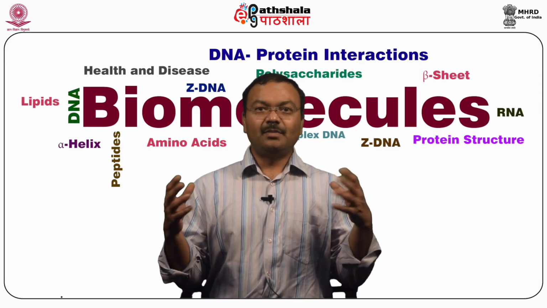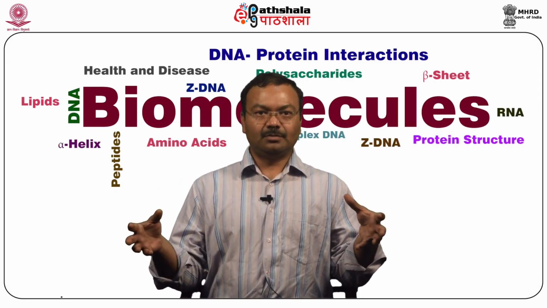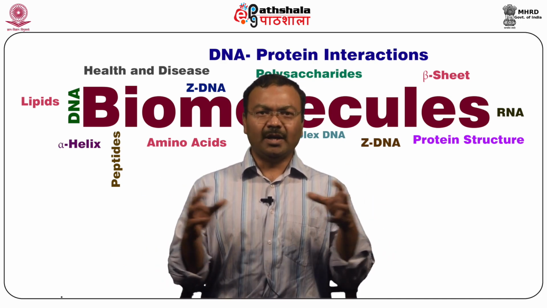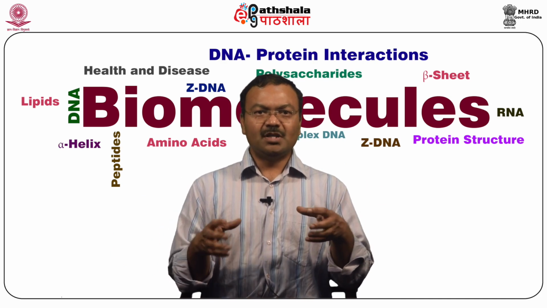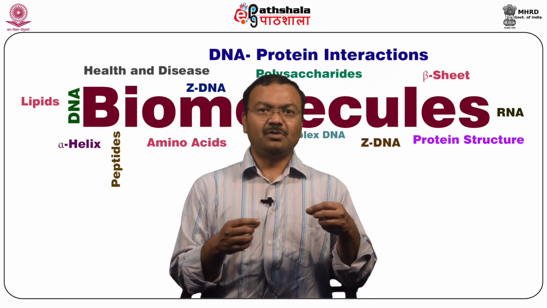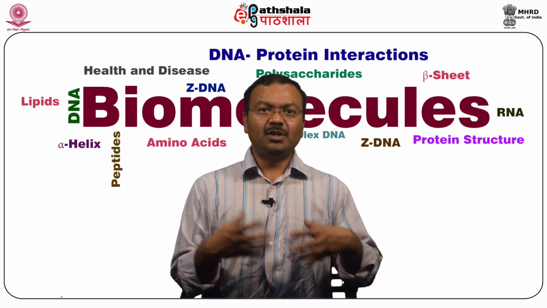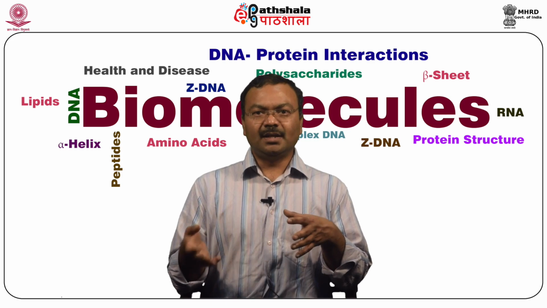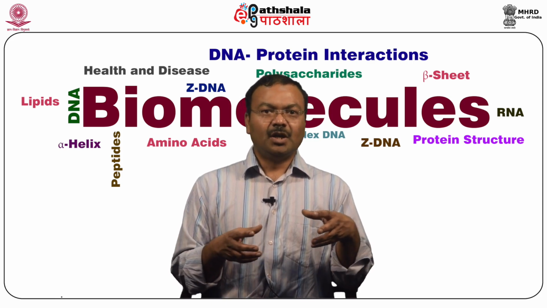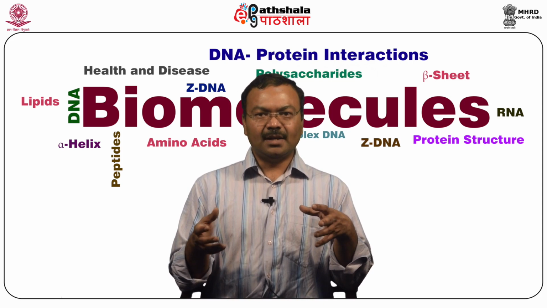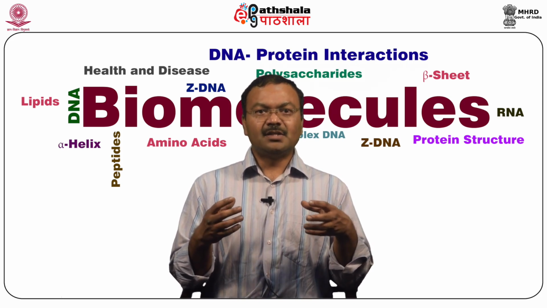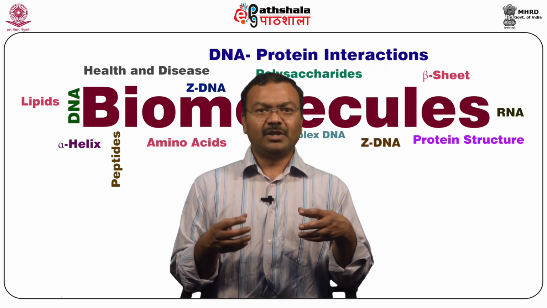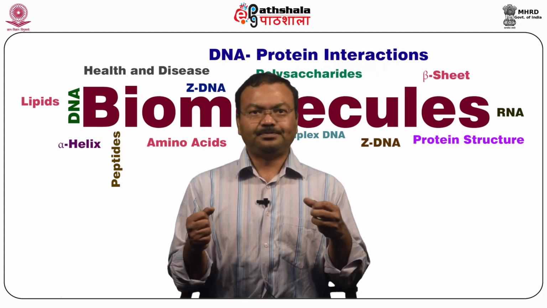So students, let's summarize what we have learned in this module. Protein structure and function play an important role in health and disease. Mutations in proteins are not only responsible for the loss of function, they could also lead to irreversible aggregates, which could cause cell death. In the case of neuronal cell death or brain cell death, it will result in several neurological diseases. Such diseases we have discussed in this module.